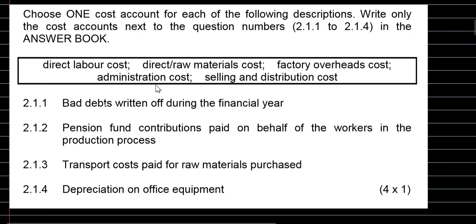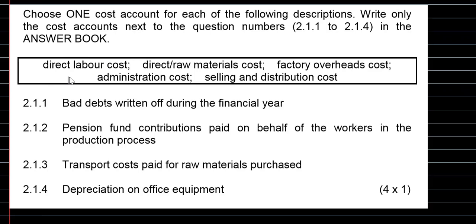Here is the first question. The question says, choose one cost account for each of the following descriptions. Write only the cost accounts next to the question numbers 2.1.1 to 2.1.2. So this question paper is a question 2 of June 2018.